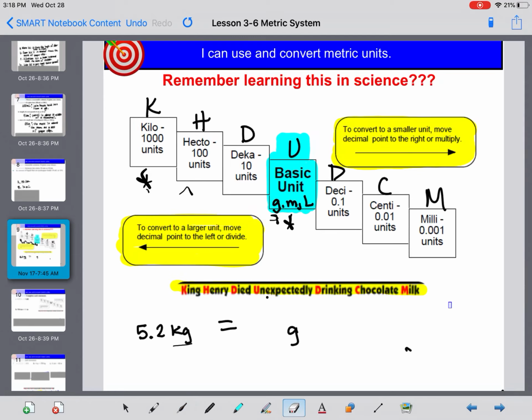Wait a minute. I didn't mean divide by 10. I meant multiply by 10, multiply by 10, multiply by 10, or the fast way is to move your decimal point 3 places. See how I have 3 humps? 3 places to the right. So let's try it. 1, 2, 3 places to the right, and then place my comma where appropriate. 5,200 grams.